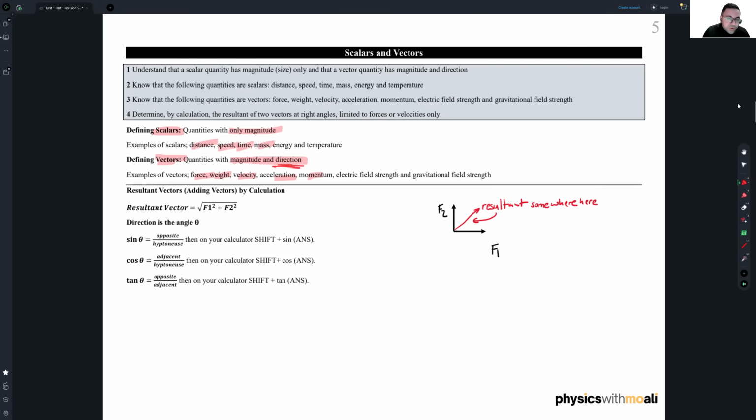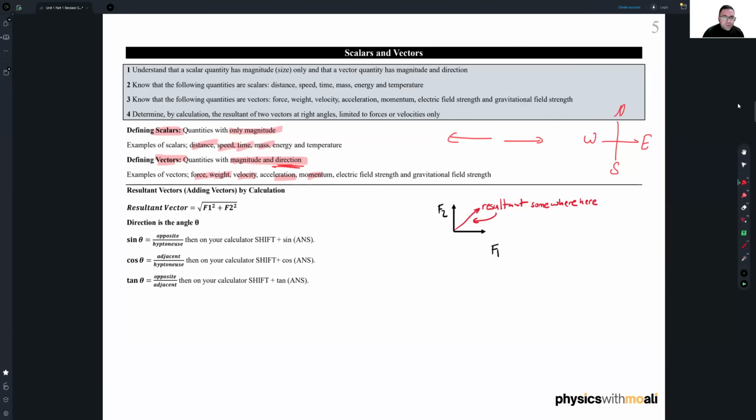Now, when it comes to representing vectors, I need you to keep in mind that most of the time, questions will just draw arrows, right? Left, right. Sometimes you have the cardinal directions: north, south, east, and west. So these are all acceptable directions.